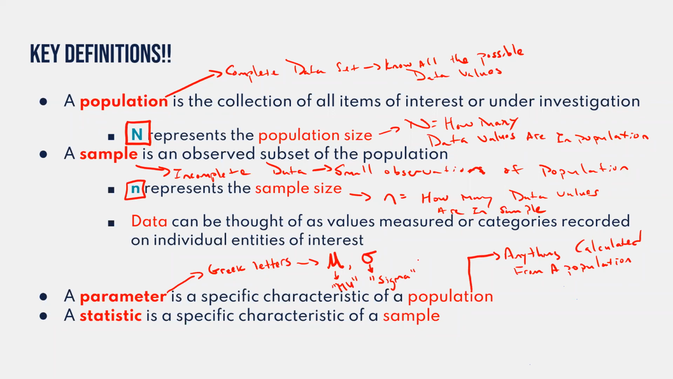Now a statistic, and this class is called statistics. A statistic is a specific characteristic of a sample. So a statistic is anything calculated from a sample. And really what this class is going to be about is how we can use statistics, these things calculated from a sample, to say something about the general population. That's where we're going with this class.